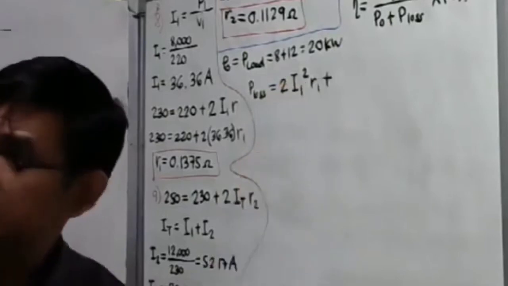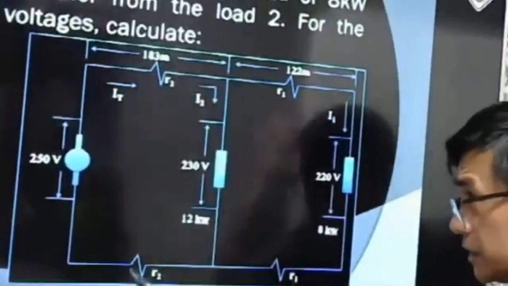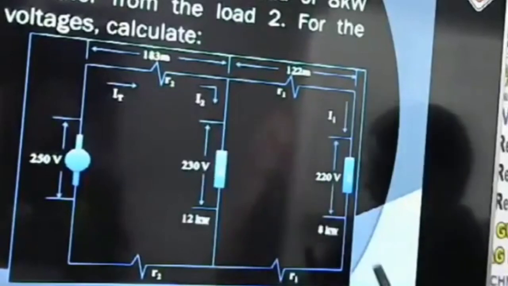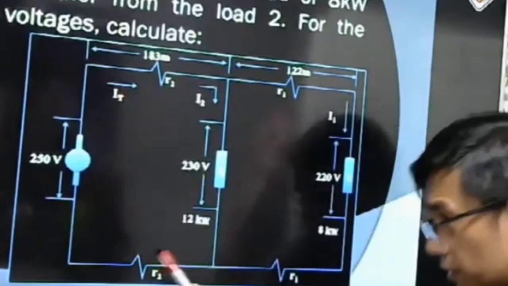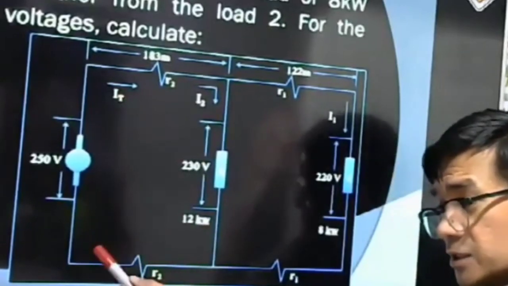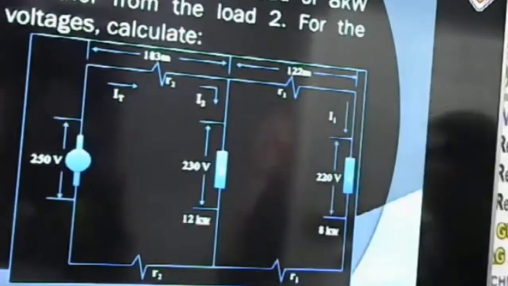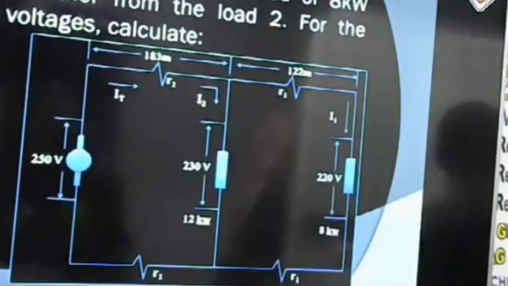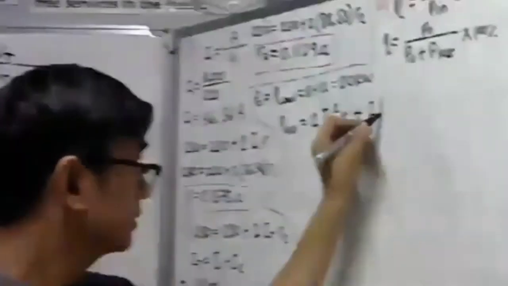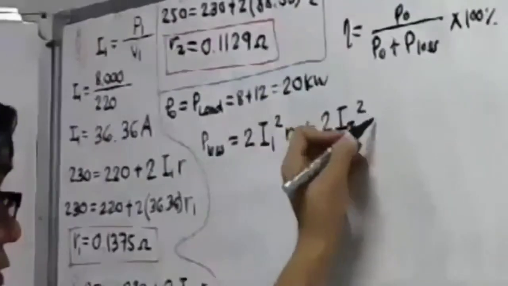Plus what is the power loss in R2 here? Take a look here that in R2, the current flowing is simply equal to our I total. If this is our I total, this is also I total, right? Did you get that? So we have here 2 times I total squared, R sub 2.